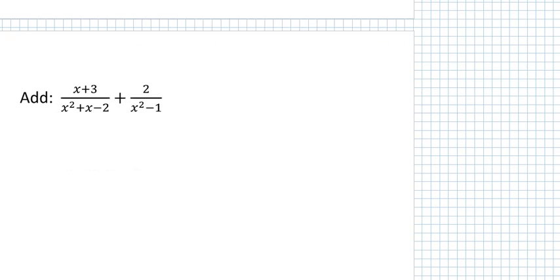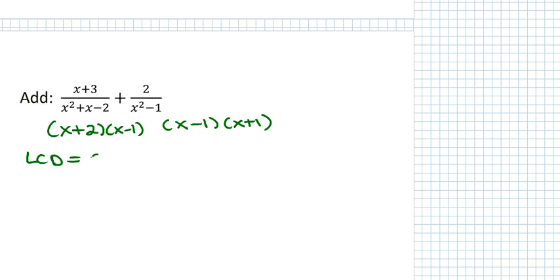So let's try it again here in a real problem. So here if I factor, I have x plus 2 and x minus 1. And then here I have x minus 1 and x plus 1. Getting the lowest common denominator, well in the first one it's x plus 2 and x minus 1. Notice I have an x minus 1 there, so the only thing I need to add to the list is an x plus 1 to get my common denominator.